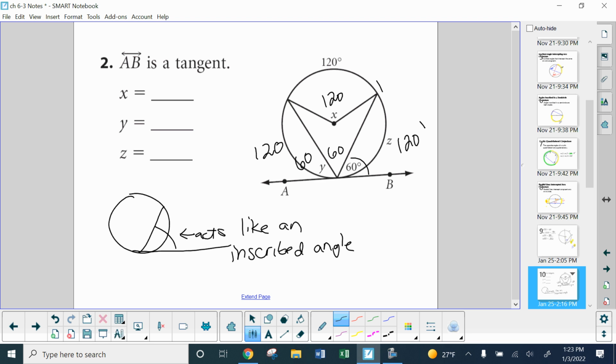All right, so X is 120, Y is 60, and Z, I lost it. I can't find it. Z is 120. Is that all right?